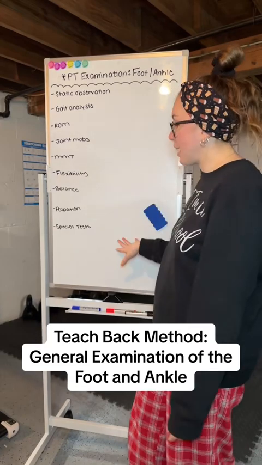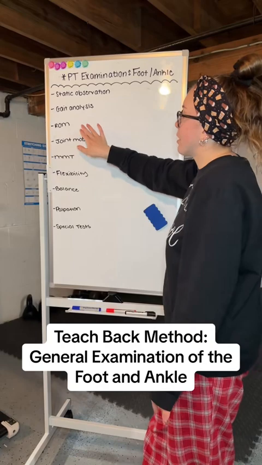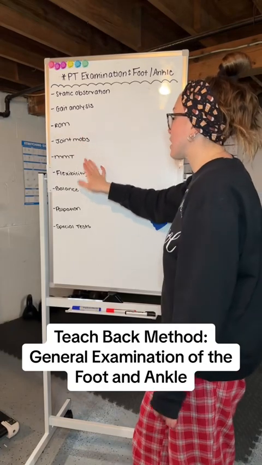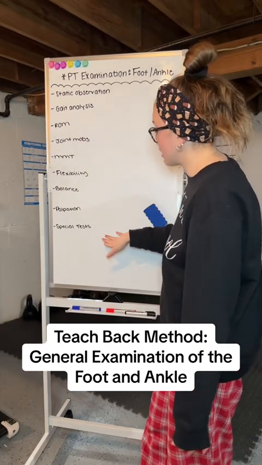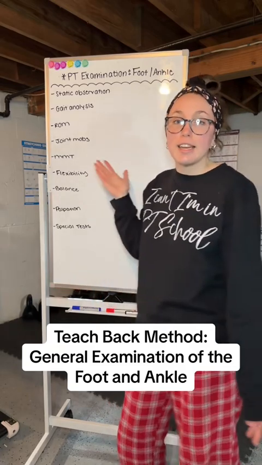So we have 9 main categories that we're going to talk about today: static observation, gait analysis, range of motion, joint mobility, manual muscle tests, flexibility, balance, palpation, and special tests. So we're going to be talking about those in relation to a foot and ankle examination.